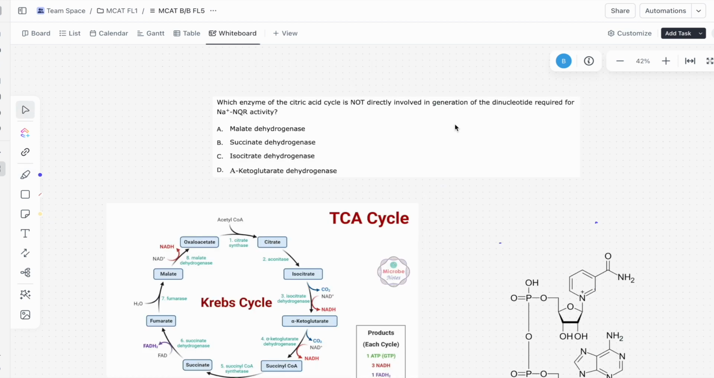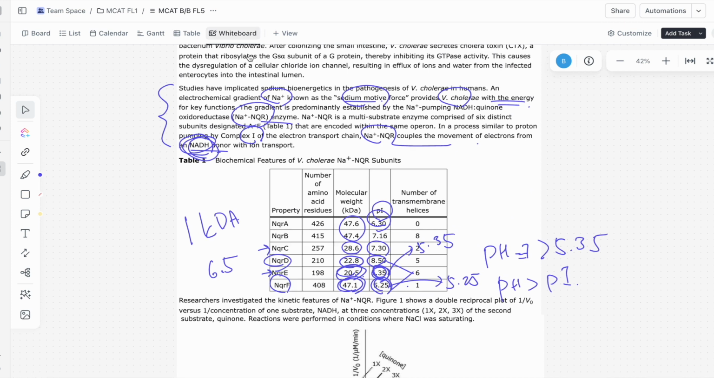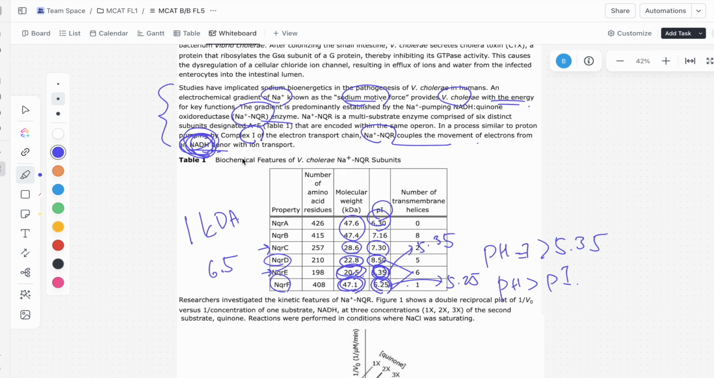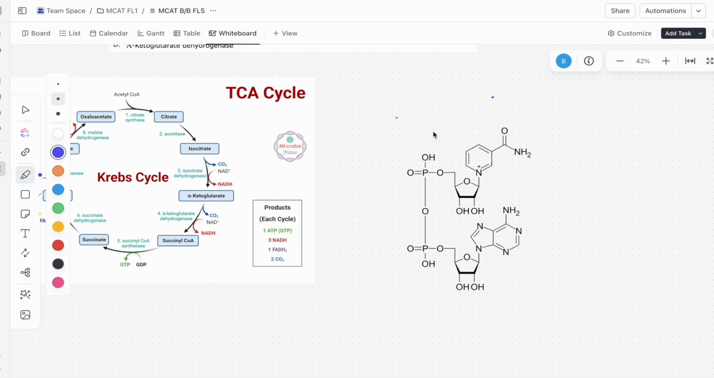All right, let's take a look at the last question of the passage, and it says, which enzyme of the citric acid cycle is not directly involved in generation of the dinucleotide required for Na plus NQR activity? So what does Na plus NQR require? It requires NADH, okay? So this is the dinucleotide they're talking about, the nicotinamide adenine dinucleotide. And here we actually have a structure of NAD plus. So this is NAD plus / NADH. It's one or the other. Well, this in particular is NAD plus, but you add a hydrogen or you reduce it one step and you get NADH.